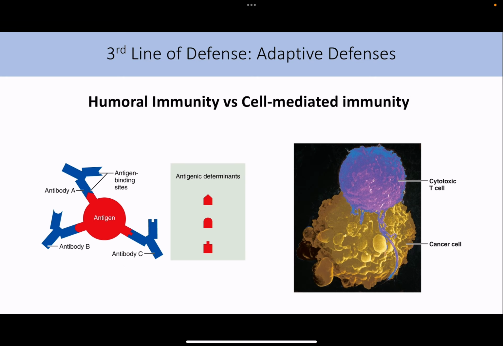So we divide these adaptive defenses into what's called humoral immunity and cell-mediated immunity. You should already be familiar with the word humoral. We learned about humoral stimulation of endocrine glands when there's a change in the fluid or in your blood, so a change in calcium concentration or something like that that causes the release of a hormone. So humoral is related to fluid. So humoral immunity is going to be the immunity that we find from fluid in our body, specifically plasma, which is where our antibodies are. So another term for humoral immunity is also antibody-mediated immunity.